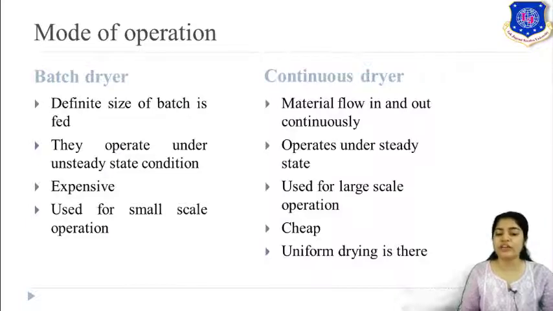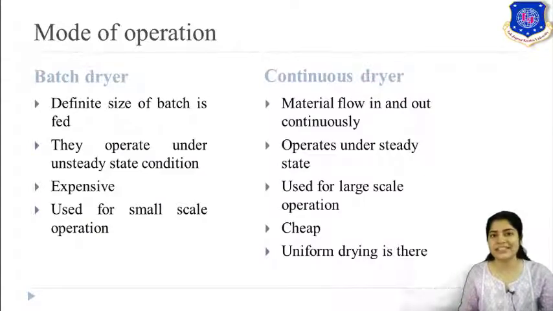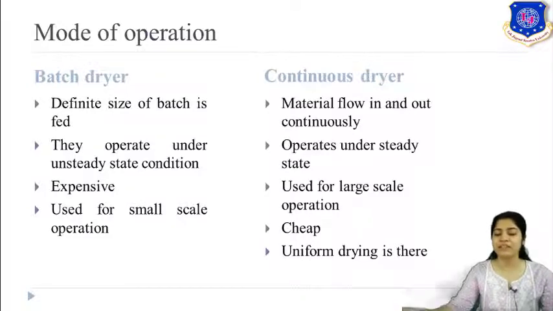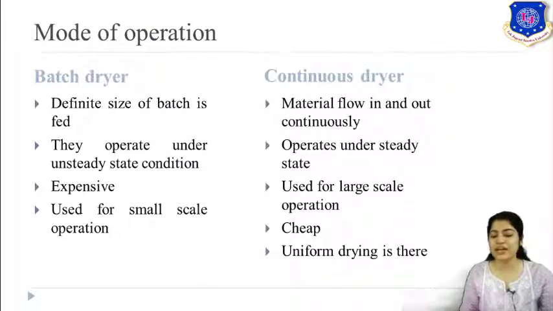Now talking about continuous dryers, material flows in and out continuously. It operates under steady state condition, which means it is fixed that in this much amount of time a limited amount of your water would be evaporated. So it is a steady state operation, used for large scale operation. It is relatively cheap and uniform drying is there. So these are some of the points about your mode of operation, about batch and continuous dryers.